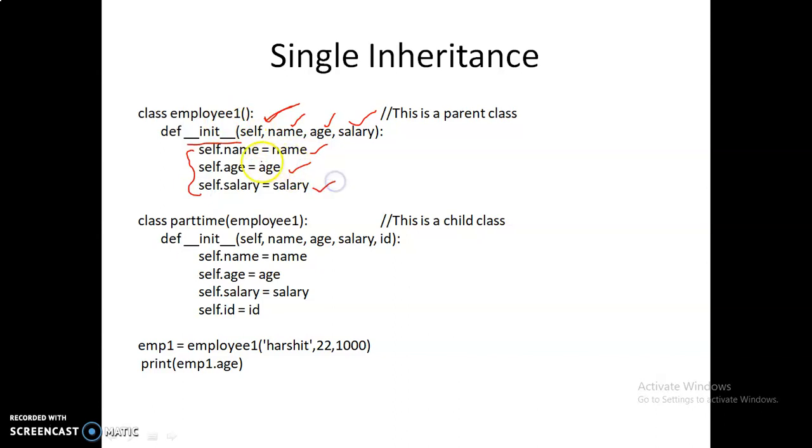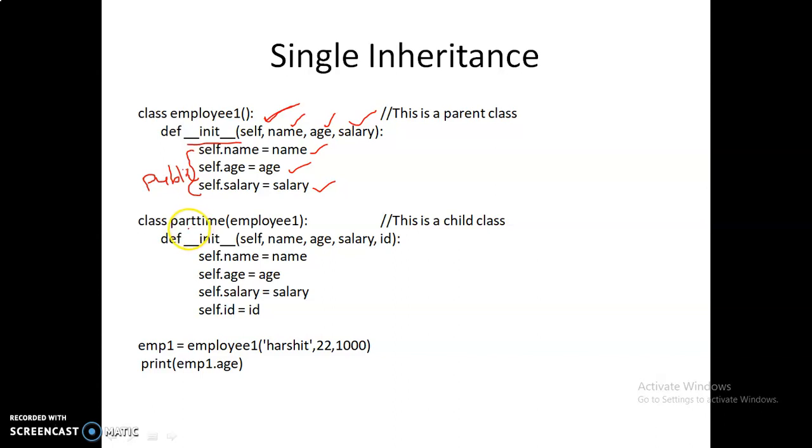We assign them the name variable, age variable and salary variable. What type of variables are these? Not the data type, but the access specifier for these variables. The access specifier is public because there is no underscore preceding the variable name. So the variables are public variables, and we can create public variables like this.